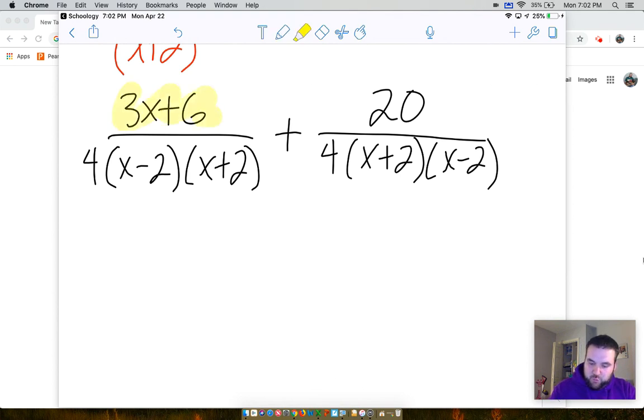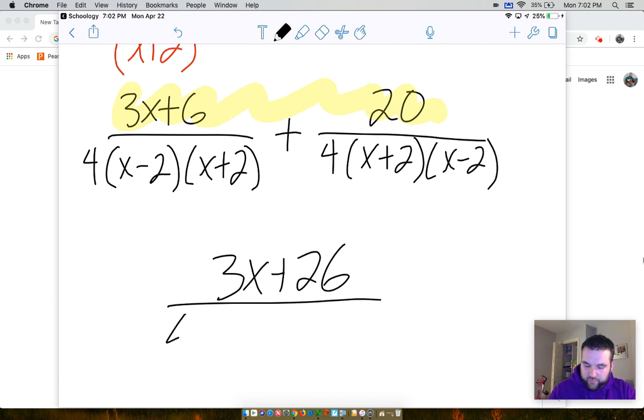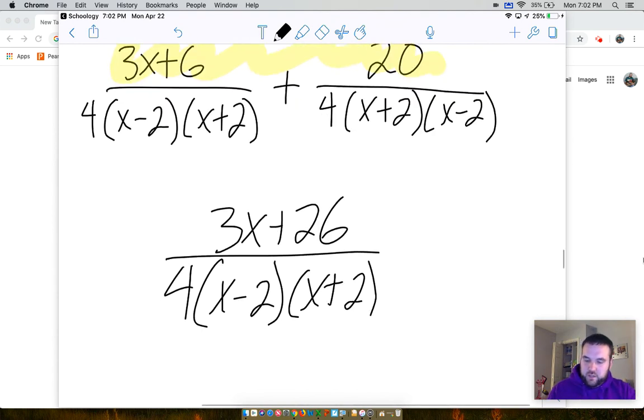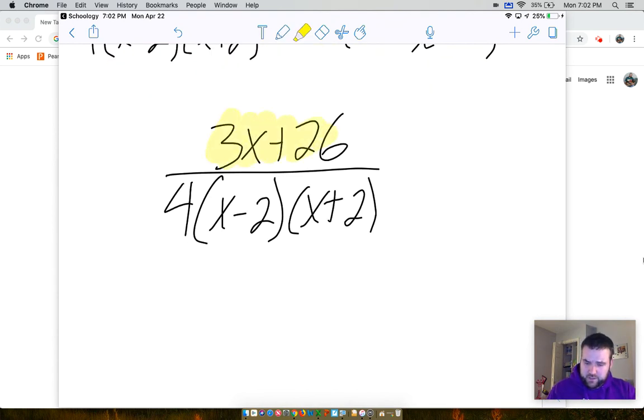Now I'm going to add these numerators together. I see that the 6 and the 20 are like terms, so 3x plus 26 all over 4 times x minus 2 and x plus 2. Order doesn't matter with the factors. You can put the x minus 2 first or the x plus 2 first. That doesn't mean anything. Again, here, 3x plus 26, there's no GCF. It's not x squared, so I can't do anything with that. So this is my final answer as long as x is not positive 2 or negative 2.